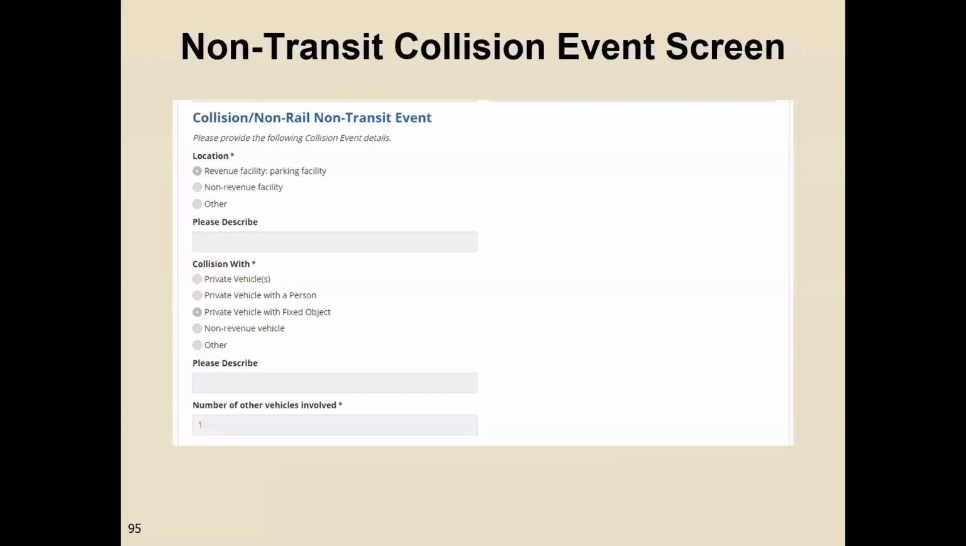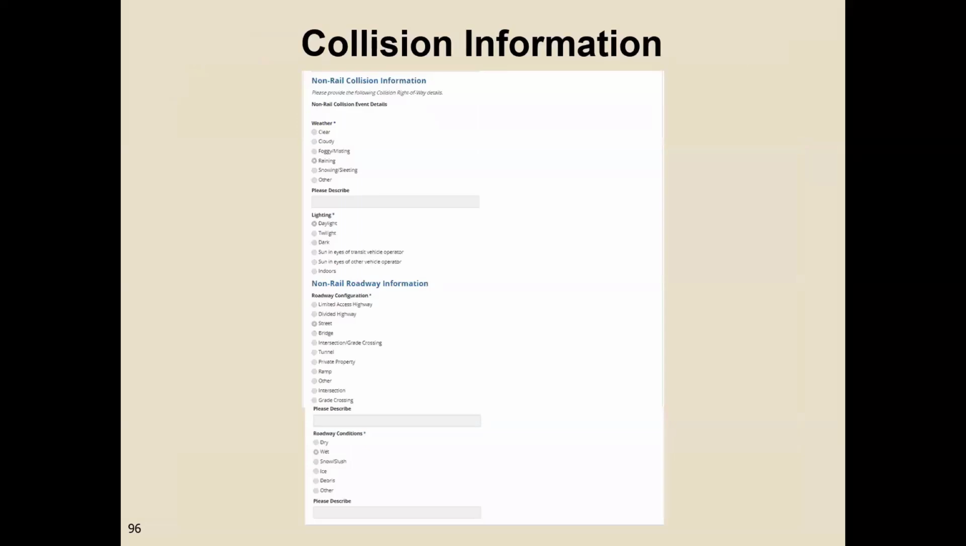The non-transit collision form will appear when you select the collision event type on setup screen 1 and select no to the question, were transit revenue vehicles involved in this collision on setup screen 2. After the collision event information screen, the next screen to appear is the collision information screen shown here.